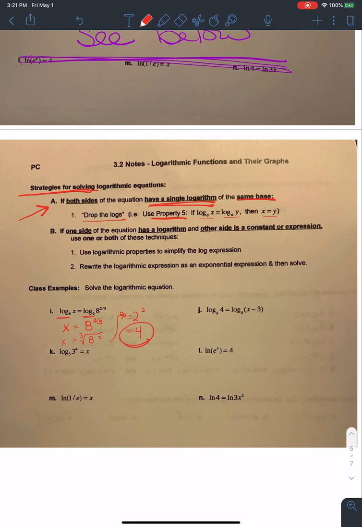Looking at letter J, it looks to me like I have the same thing going on. I have log base 8 and log base 8. So I'm going to set 4 equal to x minus 3, and I'm going to solve for x.